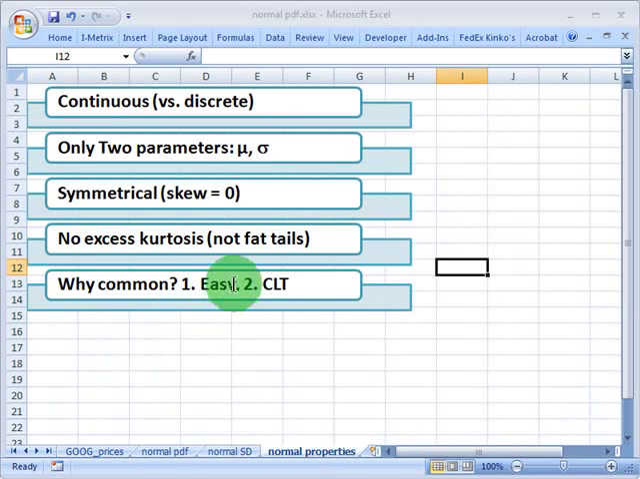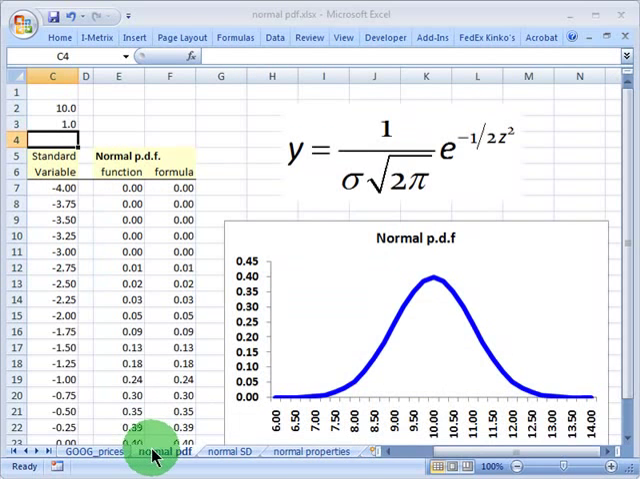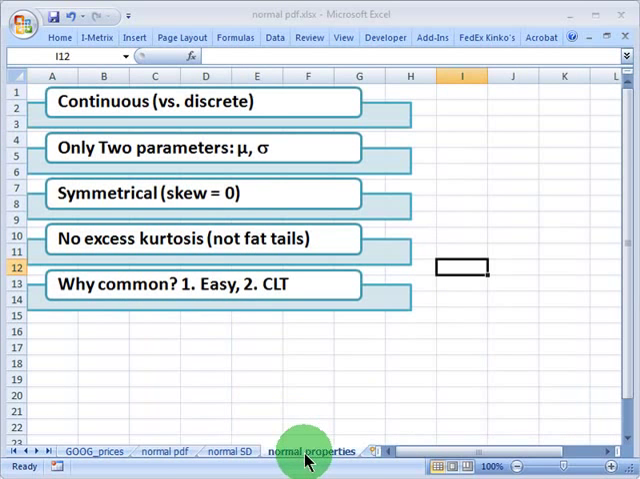The 2 reasons it's common are, 1, it's easy due to these parameters, and 2, this is very profound, the central limit theorem. The central limit theorem says the sampling mean of the samples tends to become normally distributed. Well, that is a statement about the central tendency of the normal. It's not really a statement about the tails and the appropriateness of the tails. Therefore, it doesn't necessarily have any special significance in the context of risk. But the central limit theorem does explain why it's so prevalent as a distribution.